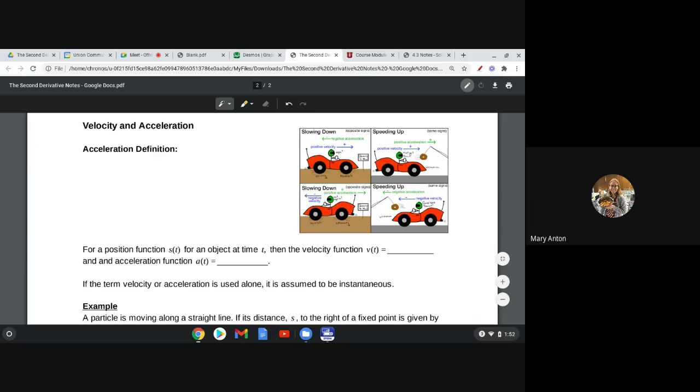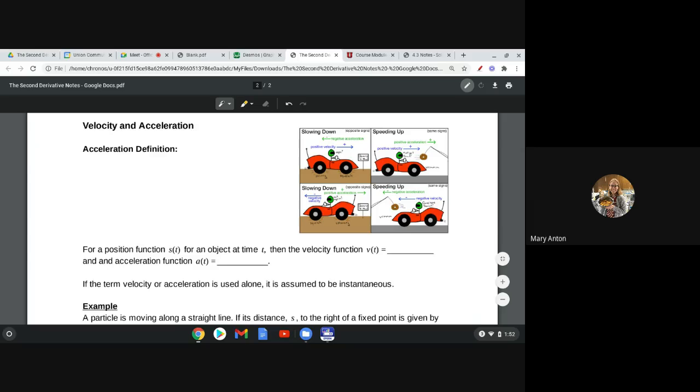Acceleration's kind of a tricky topic to understand conceptually. It's nice to understand if you're just talking about concave up and concave down, but in terms of motion, it gets a little goofy because it takes into account your original direction plus your speed to determine if you're accelerating. Okay, let me back up.